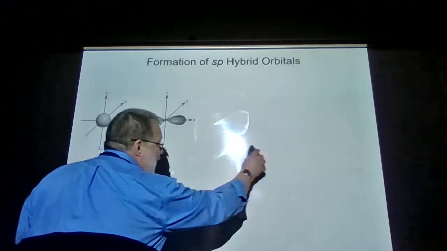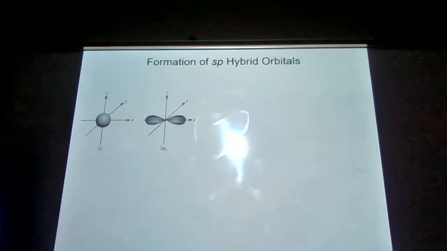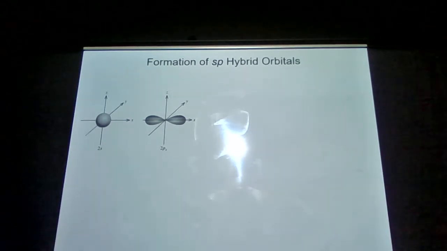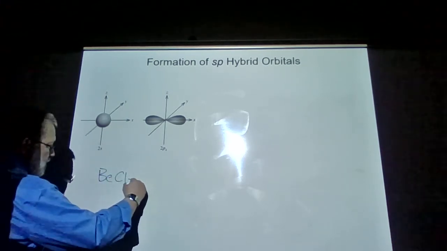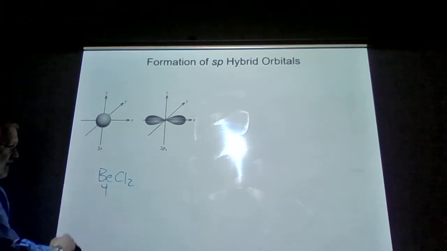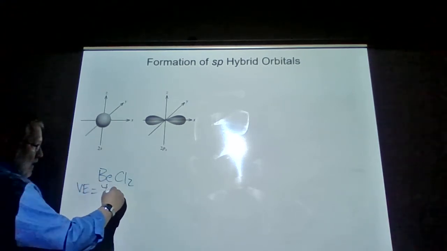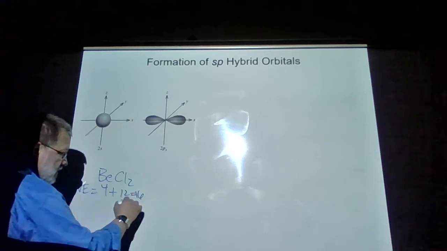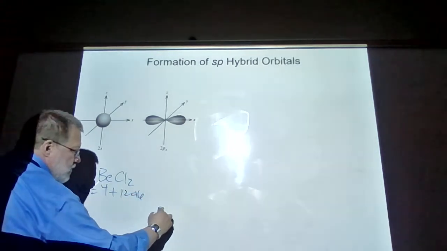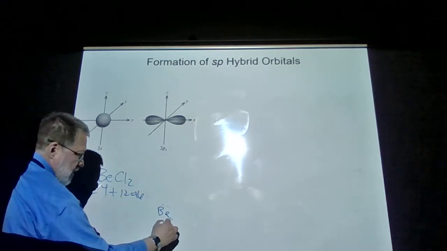Now, we can have a number of other combinations of s and p orbitals. There's not just sp3. Take the molecule beryllium chloride, BeCl2. 4 valence electrons from beryllium, 12 from chlorine, 6 from 1 chlorine, so 2 chlorines is 12. That's 16 valence electrons. Be 1, 2, 3, 4.